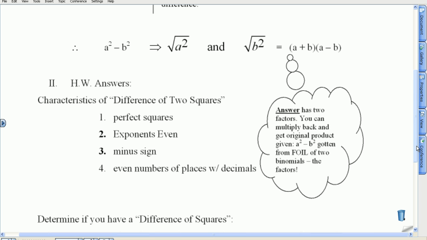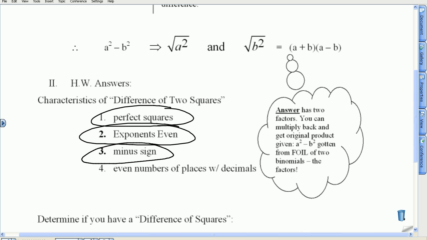You can't always use difference of two squares. There has to be a couple of things going on. Both terms must be perfect squares. The exponents have to be even, and there has to be a minus sign between the two terms. An example of something that would fail: I couldn't do 7x squared minus 9 because 7 is not a perfect square. I could not do x cubed minus 1 because I have an odd exponent and I must have even exponents for it to work.